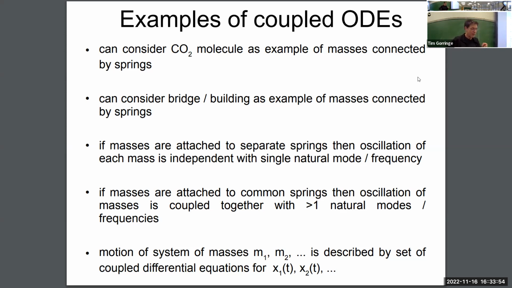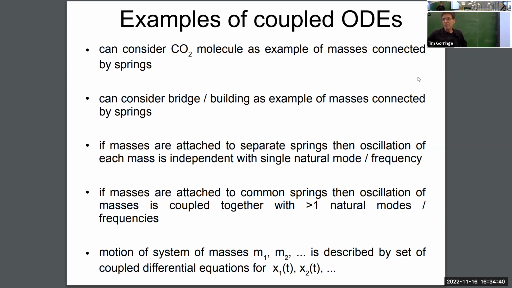If you have an arrangement of masses where the masses are just attached to separate springs, then those masses will oscillate independently with some natural characteristic frequency, with some natural mode. If you have an arrangement of masses that are attached together with common springs, then the oscillations of those masses will have a number of natural modes in which the masses oscillate. So we're going to investigate that.